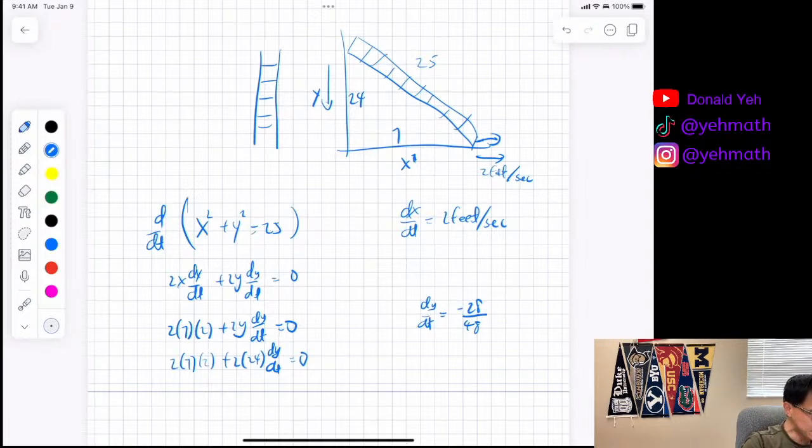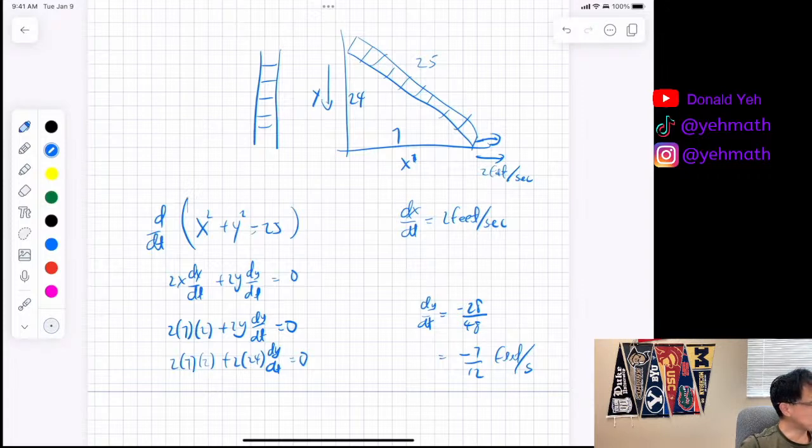And it's negative. dy/dt is negative. But if the question says sliding down, then you can say it's positive. It depends on what the question says. I don't know what the question says. The question says how fast the top of the ladder is moving down. So in this case, I will simplify this though. Negative 7 over 12 feet per second. You can say it's moving down at 7 over 12 feet per second.